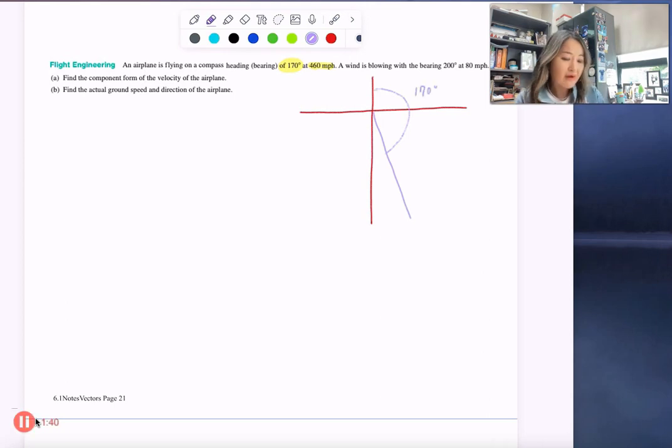The plane has a bearing of 170 degrees, but this is the airplane's bearing, right? Or the airplane's vector. So we're going to go airplane, vector. You see how A stands for airplane in this case? That makes a lot of sense, okay? And you think you know why. And let's label that as 460 miles per hour because that's how it's flying, okay?